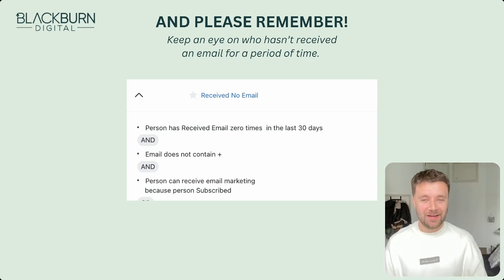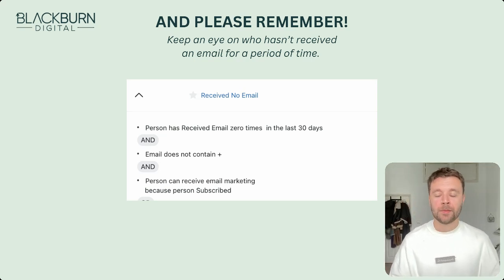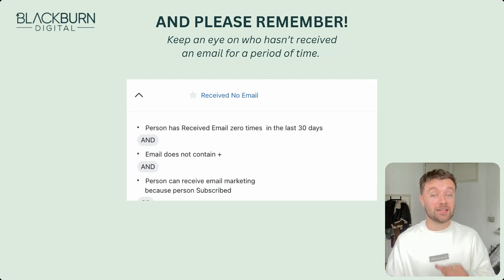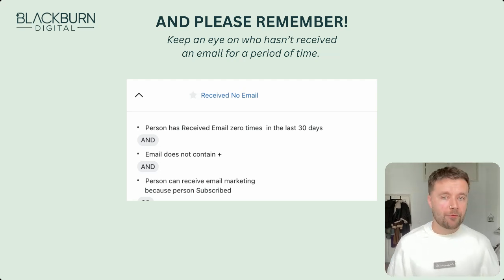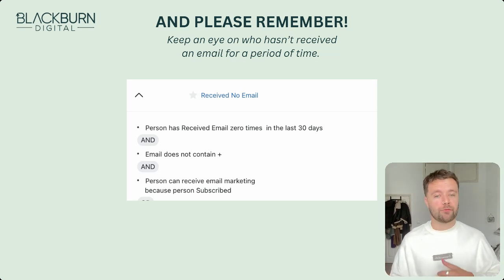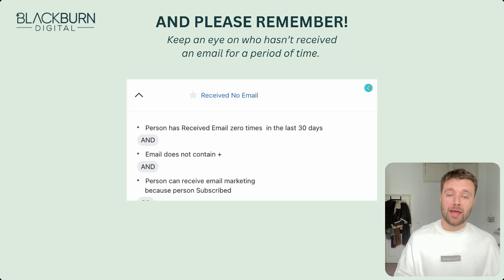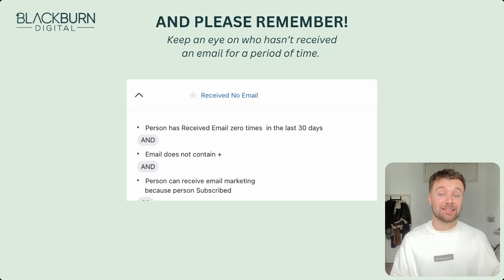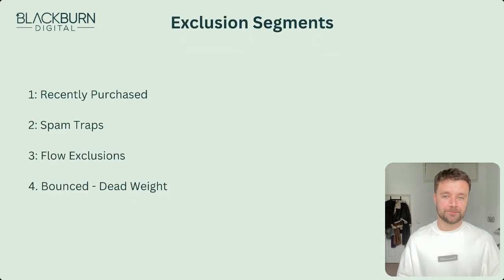Now, always please remember, this is kind of a little bonus. When segmenting, it's so easy for emails and customers to fall through the loop and not come into any segments. So you want to create a segment that basically says received no email, and the time frame is up to you, whether it's in the last 30 days or the last 15 days. 30 days makes a lot of sense. That keeps an eye on everyone that hasn't received an email and slipped through the net, because you want to make sure you're emailing your whole audience. So really, really important one to remember.